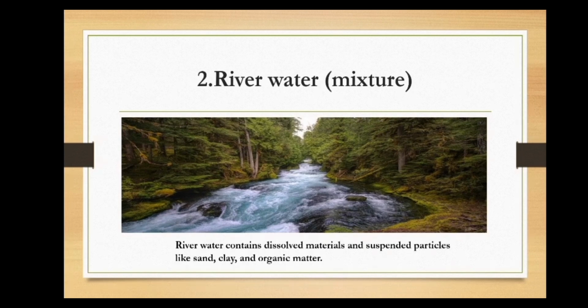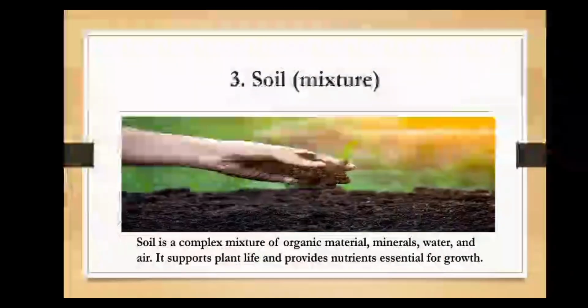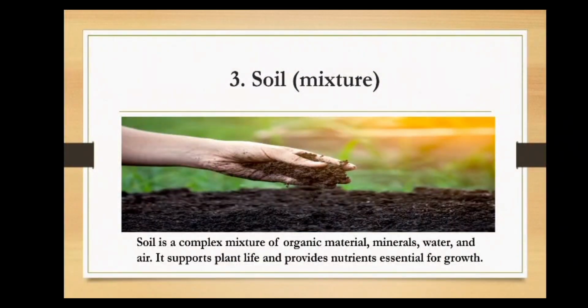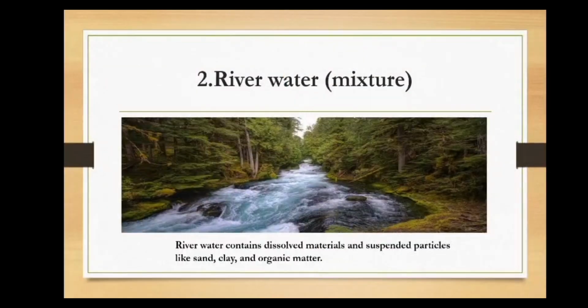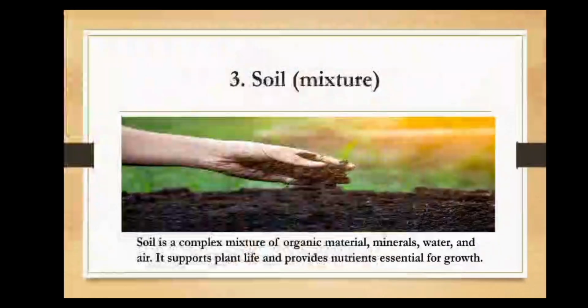Sa ilog, makikita natin ang malinaw na bahagi ng tubig na minsan ay may mga dumi o buhangin. Isa itong halimbawa ng heterogeneous nature. River water contains dissolved materials and suspended particles like sand, clay, and organic matter. So last is soil. Soil belongs to mixture because soil is a complex mixture of organic material, minerals, water, and air. It supports plant life and provides nutrients essential for growth.